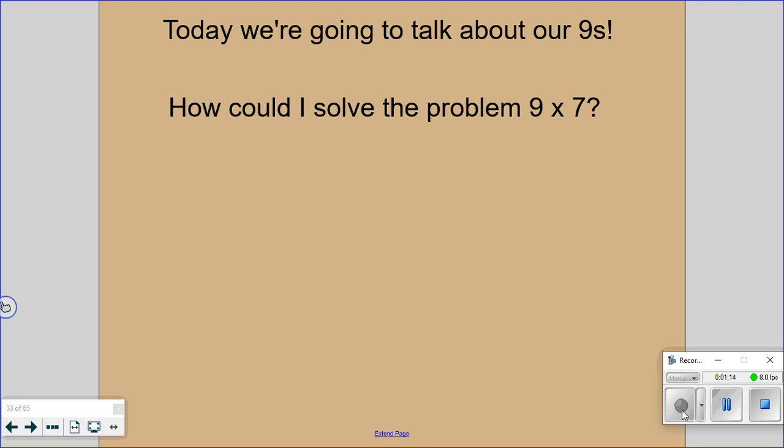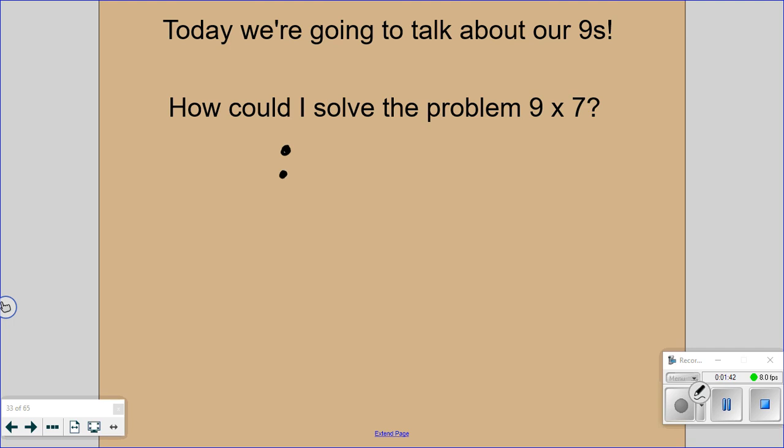Alright, so we do know some multiplication strategies already that we can use with any problem. If someone gave you paper or a whiteboard and said, okay, solve 9 times 7, what could you do to help you figure that out? What could be a strategy that you use? Paxton? 9 groups. Okay, can you describe what 9 groups of 7 would look like? 9 rows of 7. Okay.